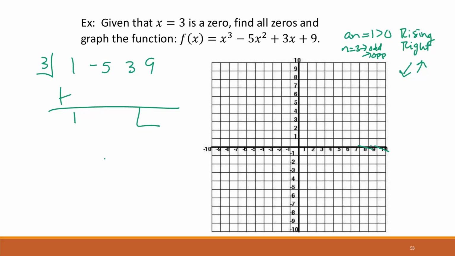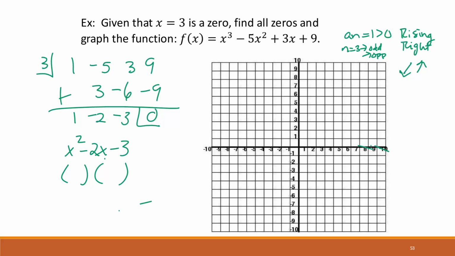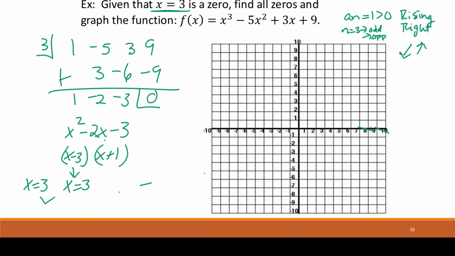So we bring down our 1. 1 times 3 is 3. Negative 2. Negative 2 times 3 is negative 6. Negative 3. Negative 3 times 3 is negative 9. 0. So then we have x squared minus 2x minus 3. Well, now we can factor that easily because it's a quadratic. So we have x minus 3, x plus 1. So we already know that x equals 3 is one solution from up here. Now we have x equals 3 here too. So the multiplicity of x equals 3 we know is 2.